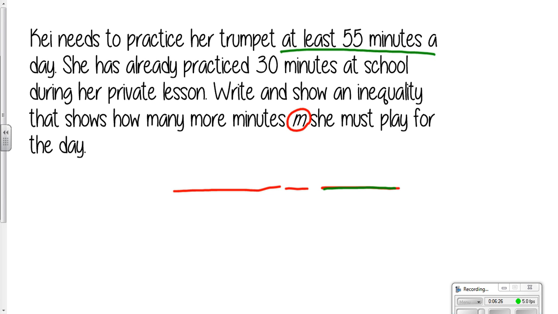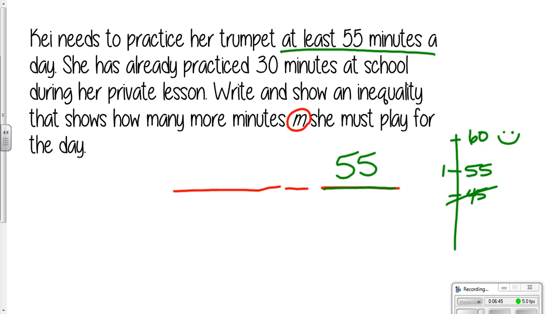So we can go ahead and put the 55 down here. That's the constraint, right? But again, let's think about it. Draw vertically. Here's 55 minutes. Her mom wants her to practice at least 55. Well, if she only does 45, will her mom be happy? No. If she does an hour, 60 minutes, will mom be happy? Yes, right? So we want to actually go above the 55. We want more than 55.